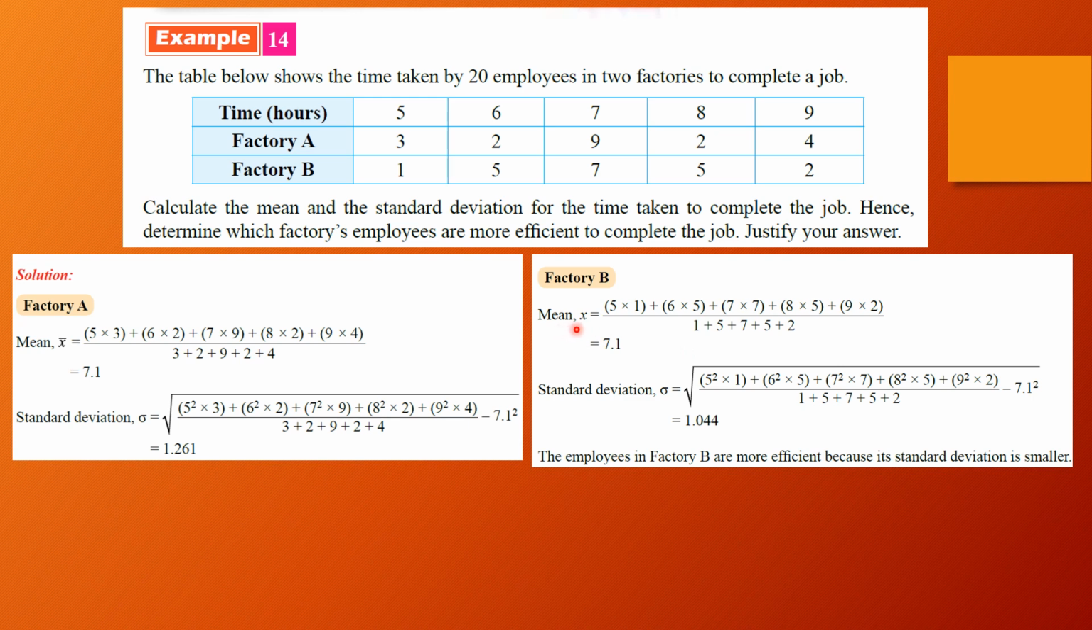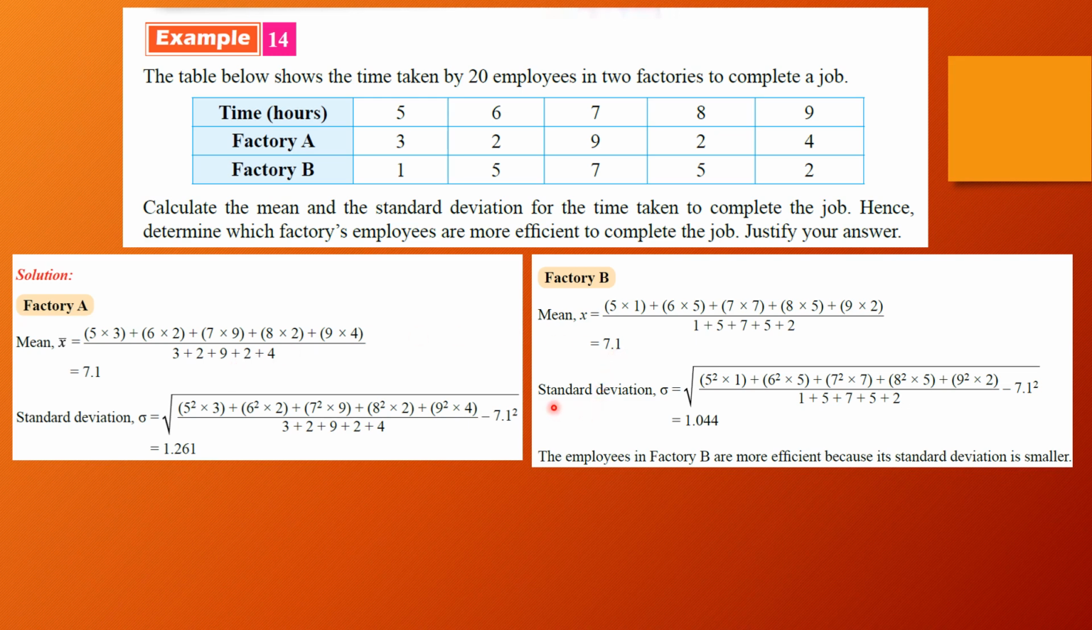Then we find for factory B. Factory B, first we find the mean. So the first one here, hours 5 times 1, plus 6 times 5, plus 7 times 7, plus 8 times 5, plus 9 times 2, then divided by the total employees in factory B. So you get 7.1 as the mean. So the mean for factory A and factory B are the same, 7.1.